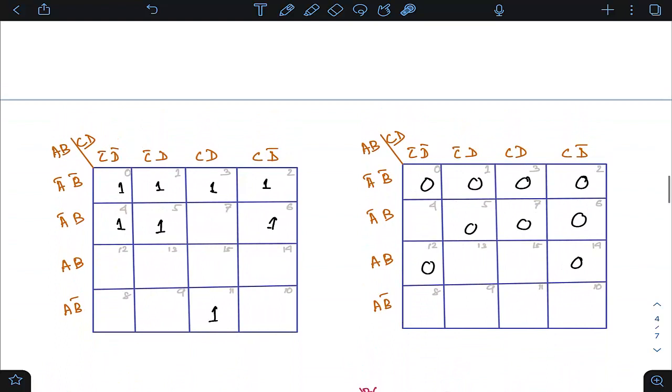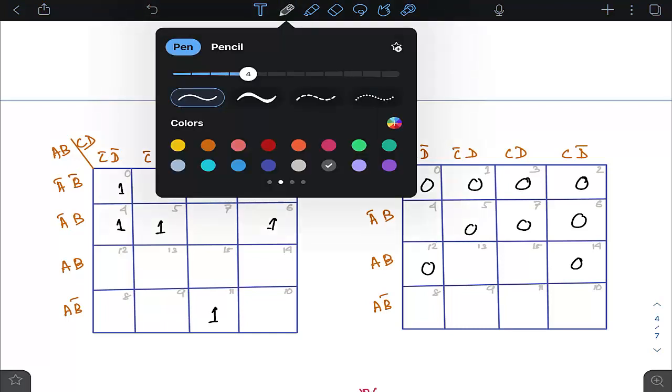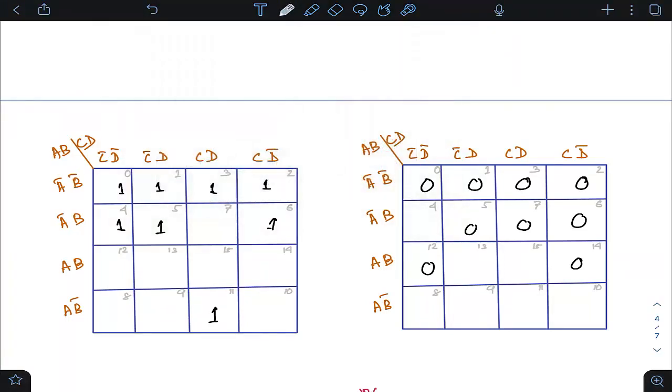So here, without giving the mean term, I have directly plotted the map, and my goal is to obtain the minimized expression from this. So how will we get it in this case, students? So this is a four variable map. Mean terms are given. This is a four variable map. Max terms are given. So just for practice purpose, I have taken this.